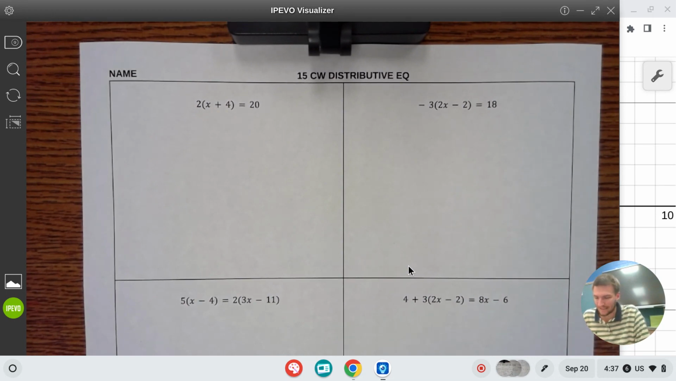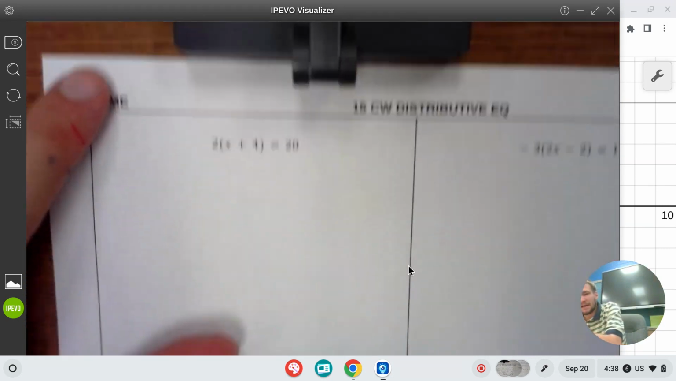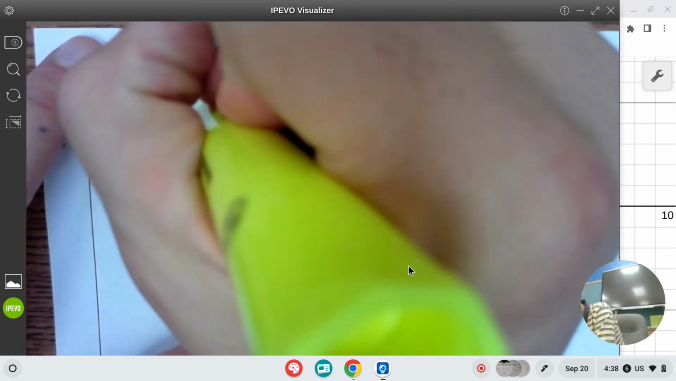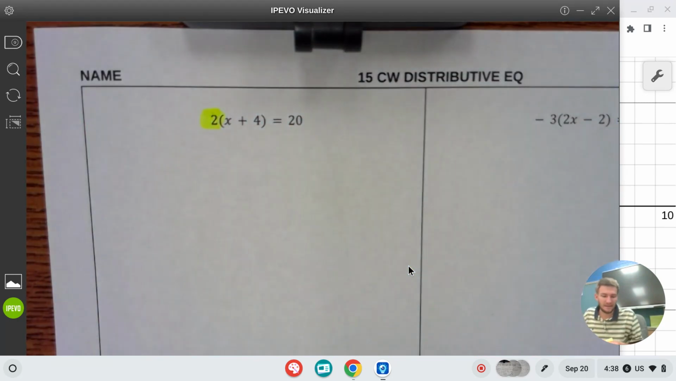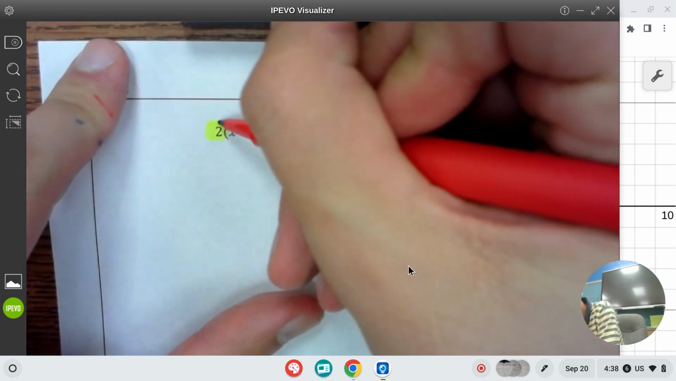The reason that this is hard is that it's a bunch of steps in a row. Okay, so organization, handwriting, neatness, precision of writing, all very important. Let's get into it, okay? What you can see right away on question number 1 is that we got a 2 outside of some parentheses, and so we're going to be working on distributing, okay?